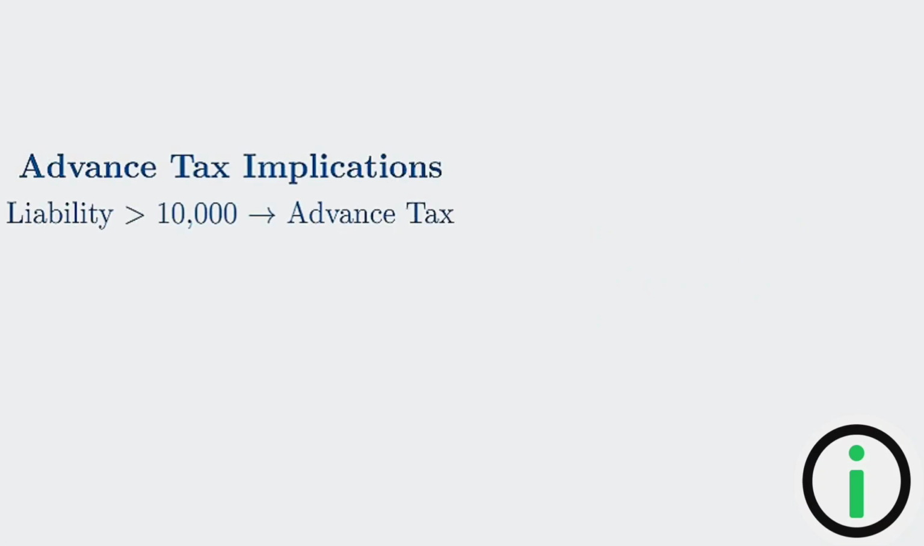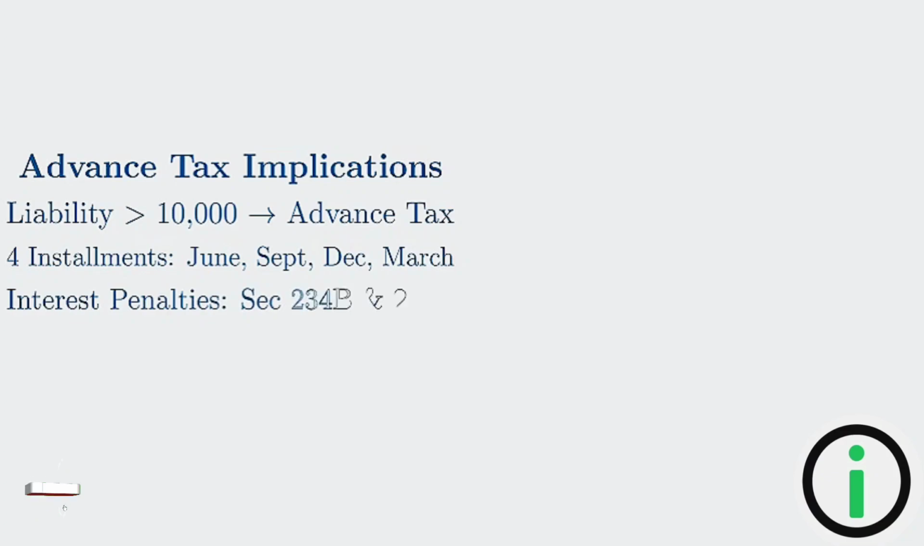Since F&O is business income, you are also liable for advance tax if your estimated tax liability for the year exceeds 10,000 rupees. This is paid in 4 installments throughout the financial year: June, September, December, and March. Failing to pay these can lead to interest penalties under Sections 234B and 234C. Again, keep your CA in the loop to avoid these surprises.